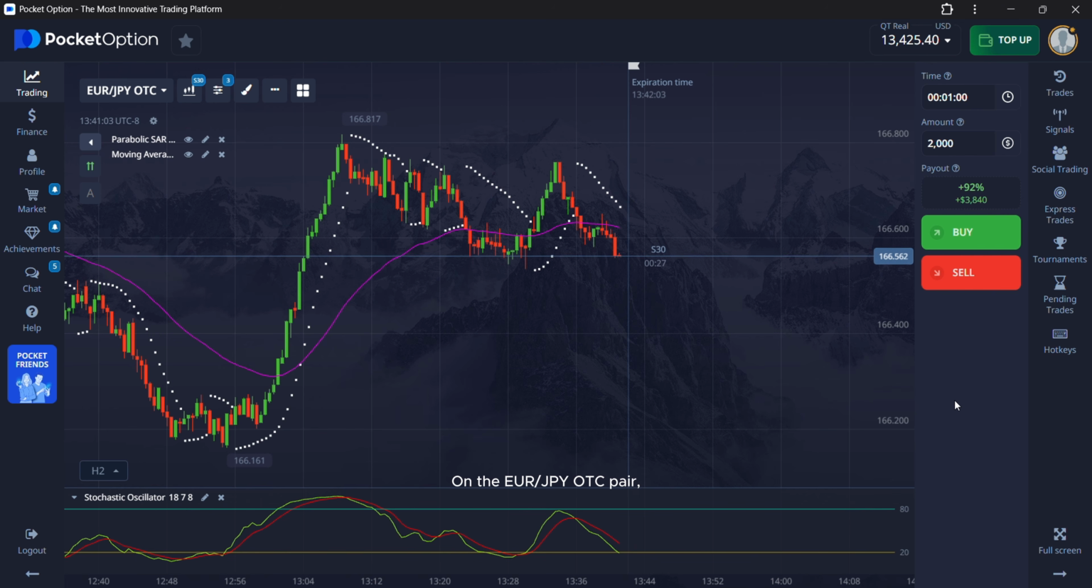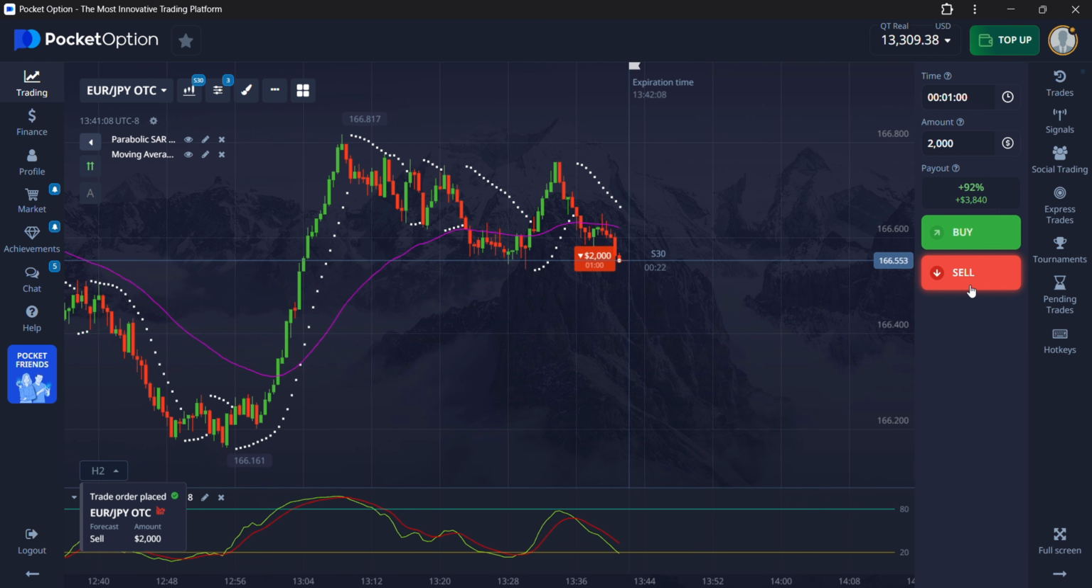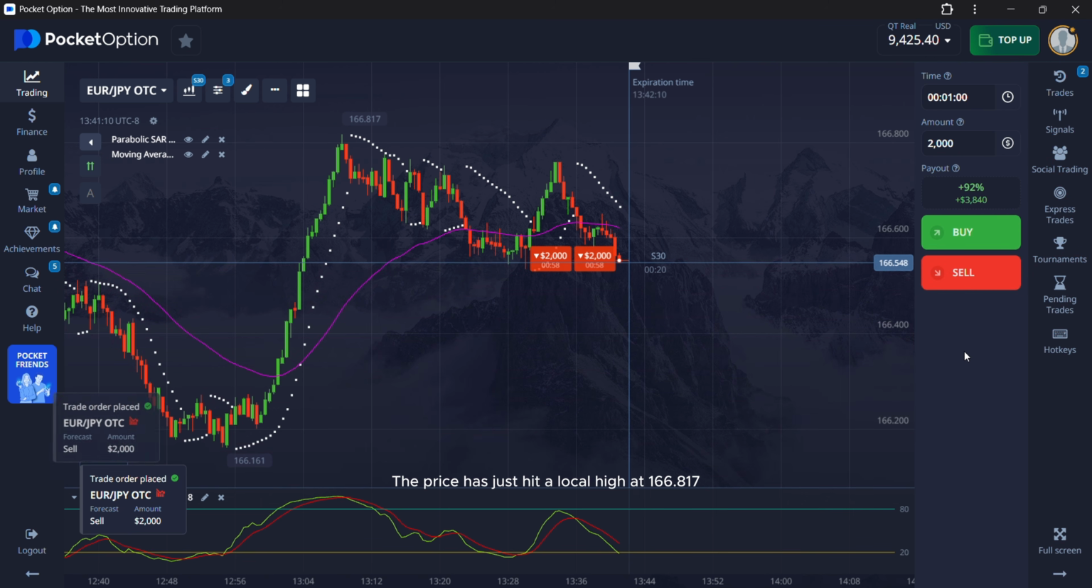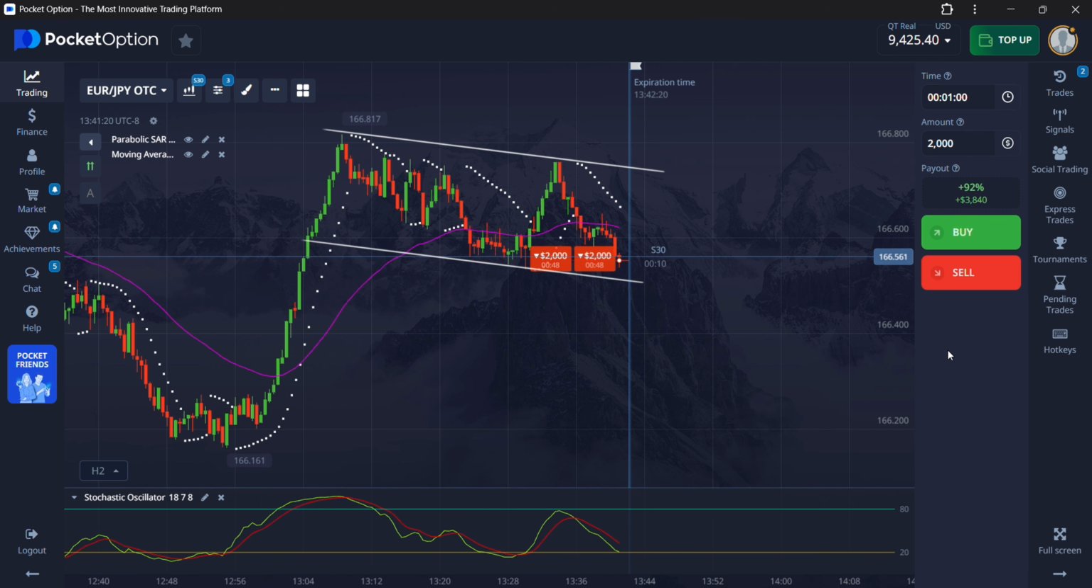On the euro to Japanese yen pair, I'm spotting a clear setup for a move down. The price has just hit a local high at 166.817 and started losing momentum. We can already see a series of lower highs forming. That's a sign the buyers are running out of steam.